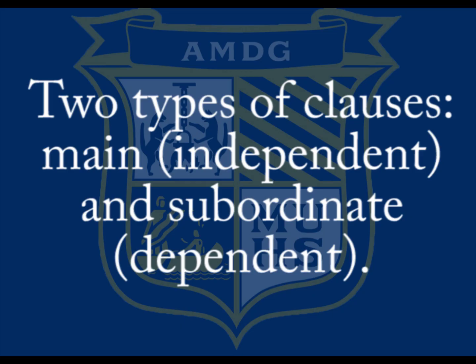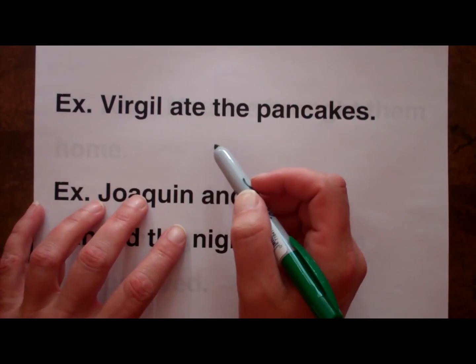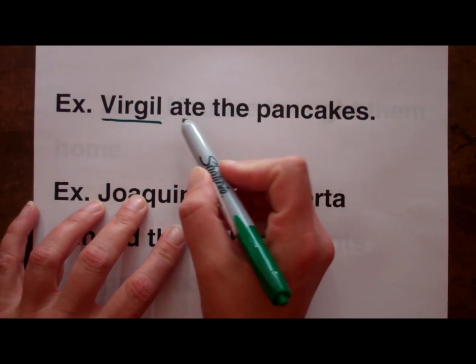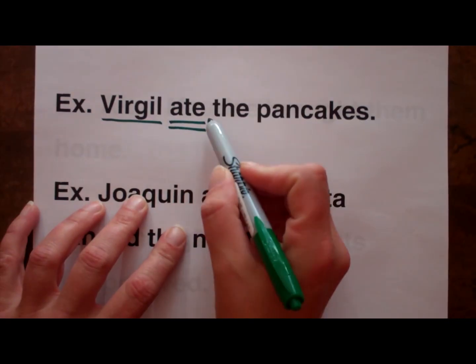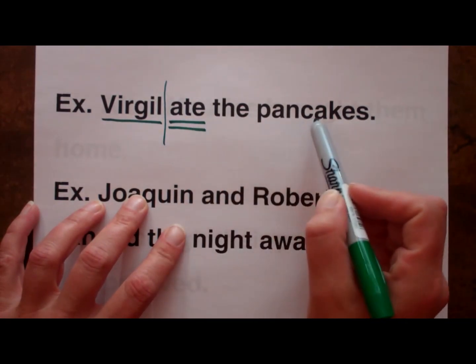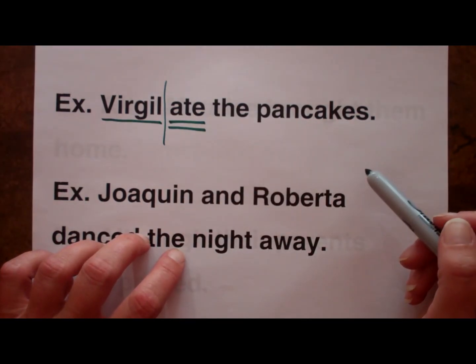A main or independent clause contains a subject and a predicate and can stand alone as a sentence. Let's look at some examples. Virgil ate the pancakes. We have a subject, Virgil, and a verb, ate. Here, the verb is the first word in the complete predicate, ate the pancakes. Therefore, we have an independent clause.